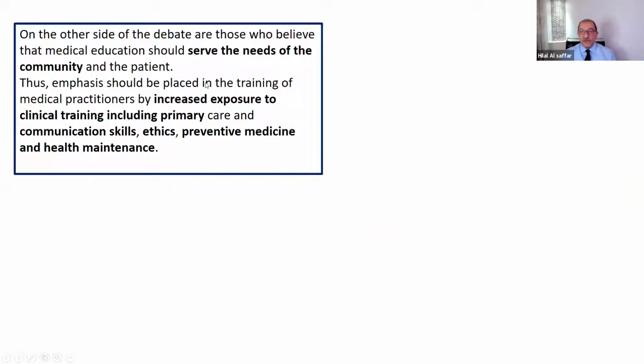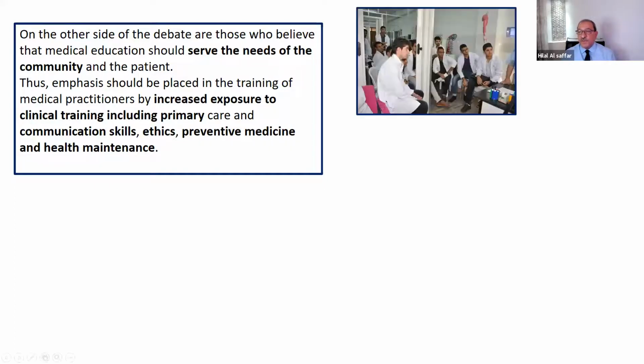On the other hand, there is another group who believe that medical education should serve the need of the community and, in the end, the benefit of the patient. There must be a great emphasis on the training of the medical practitioner, not only the information and theory that they learn, and the exams and grades. There must be increasing exposure to clinical training, including primary care, communication skills, medical ethics, preventive medicine, and health maintenance. This is a very important issue to be learned. Early clinical exposure for the medical students.